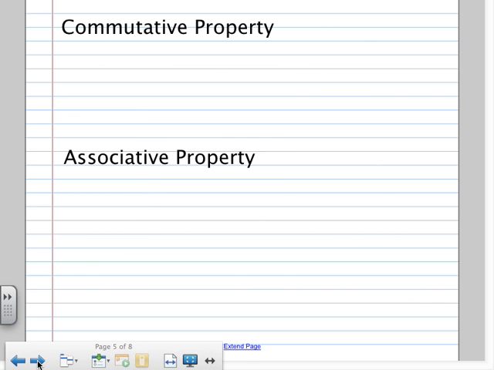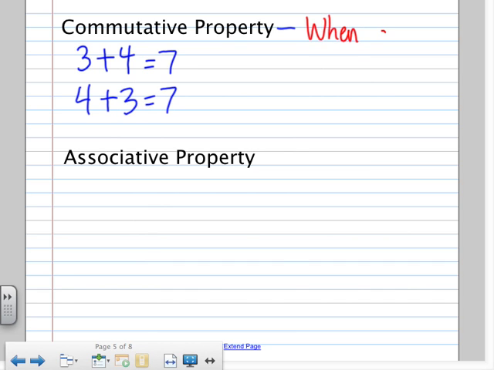Okay, so as we're working through these, there's two important properties to think about, and they're very similar. There's the commutative property and the associative property. The commutative property says it doesn't matter what order you add things in. So if I'm adding 3 plus 4, that's the same as 4 plus 3. I'm going to get 7 either way. Okay? So this commutative property is true for addition. So when adding, the order does not matter.